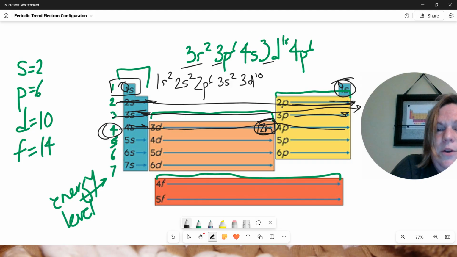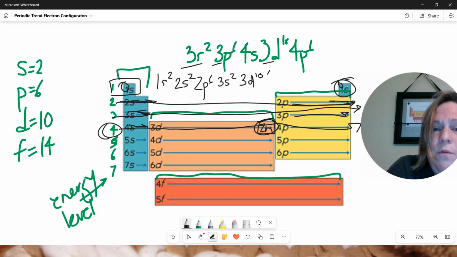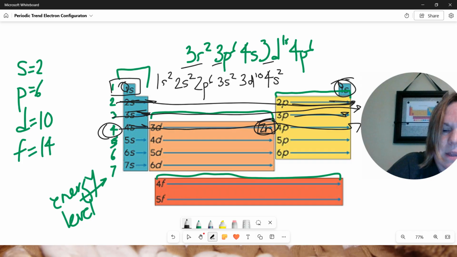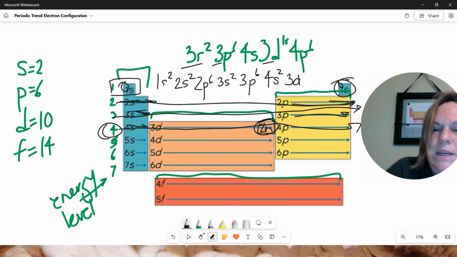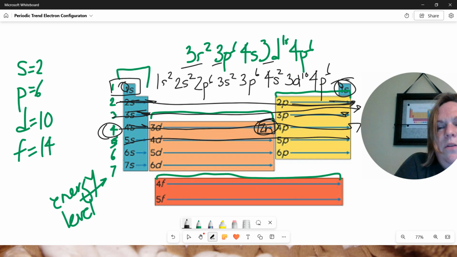It's going to have 4s2, then, oops, I made a mistake there, didn't I? And I didn't catch it. I was thinking ahead of my brain. All right, so 3p6, then 4s2, then we fill the 3d10, and then after the 3d10 comes the 4p6. And so I'm just going to follow these.